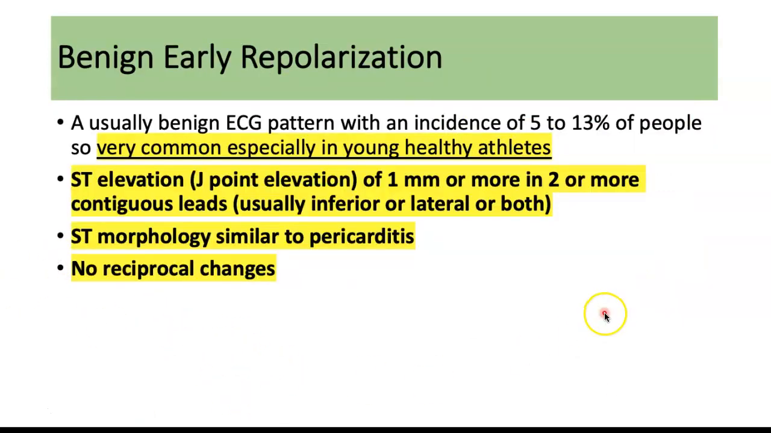Benign early repolarization. Usually, this is a benign EKG pattern with an incidence between 5 and 13% of people. It is very common, especially in young, healthy athletes and males. You will see ST segment elevation or J point elevation of 1 millimeter or more in 2 or more contiguous leads, usually in the inferior lateral leads or both. The ST morphology will be similar to pericarditis, or concave upward, and you will see no reciprocal changes.